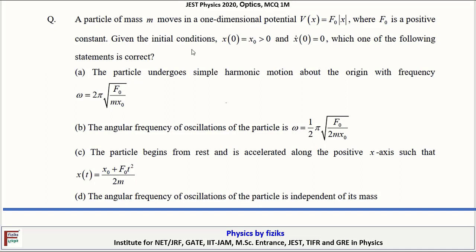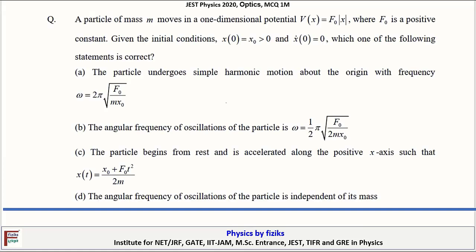The particle undergoes simple harmonic motion about the origin with frequency omega equals 2 pi root over F0 by m x0. The angular frequency of the oscillation of the particle is omega equals 1 by 2 pi root over F0 by 2 m x0. The particle begins at rest and is accelerated along the positive x-axis such that x(t) equals x0 plus F0 t square by 2m. And the angular frequency of the oscillation of the particle is independent of its mass.